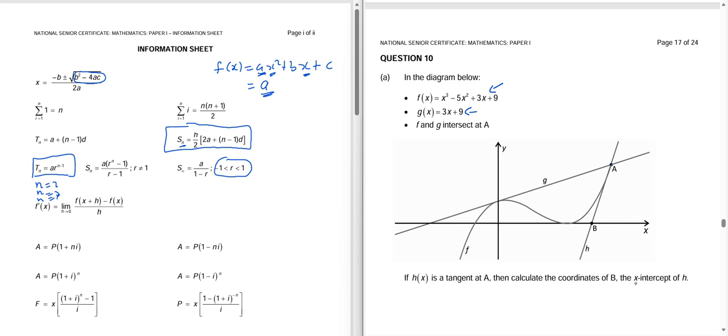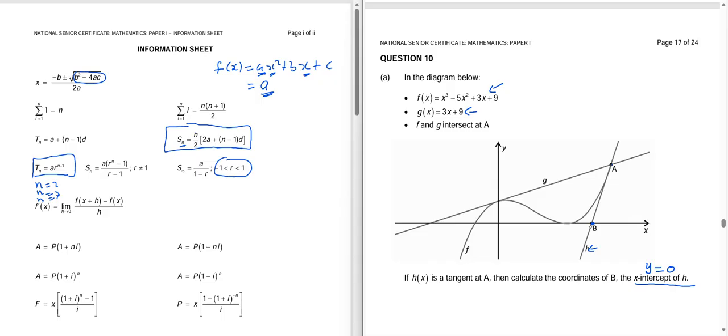The x-intercept of h. So h is the function, right? So we are required to calculate the x-intercept of h. And the x-intercept of h is obtained when y is equal to 0. That is from the theory. Okay, cool. And then the question is asking me about the coordinates of b. Now, what information do I have that is related to b? I have that b is sitting on a line given, being h, right?